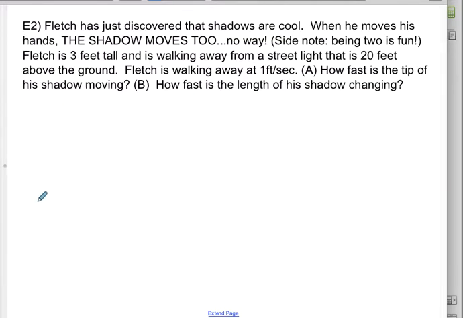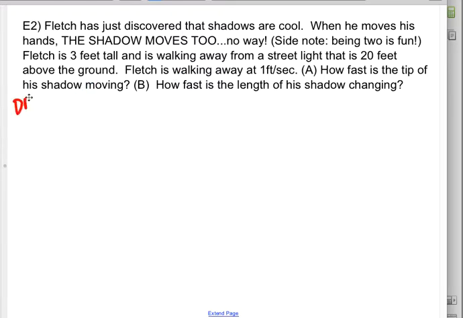All right, moving on. So Fletch has just discovered that shadows are cool. When he moves his hands, the shadow moves too. No way. Side note, being 2 years old is fun. Fletch is 3 feet tall and is walking away from a streetlight that is 20 feet above the ground. Fletch is walking away at a rate of 1 foot per second. How fast is the tip of his shadow moving, and how fast is the length of his shadow changing?